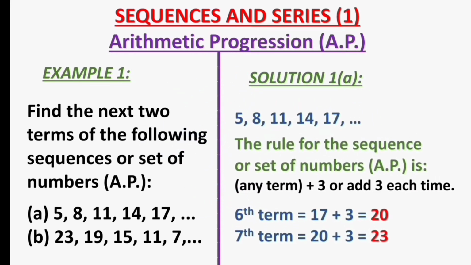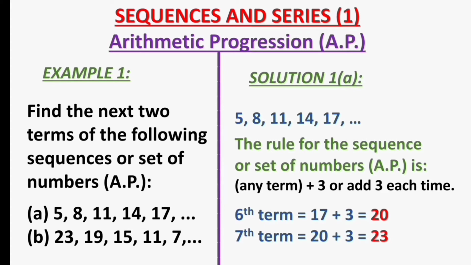The sequence in example 1a is 5, 8, 11, 14, 17, and so on. The rule for the sequence or set of numbers AP is any term plus 3 or add 3 each time. I hope you got that right.